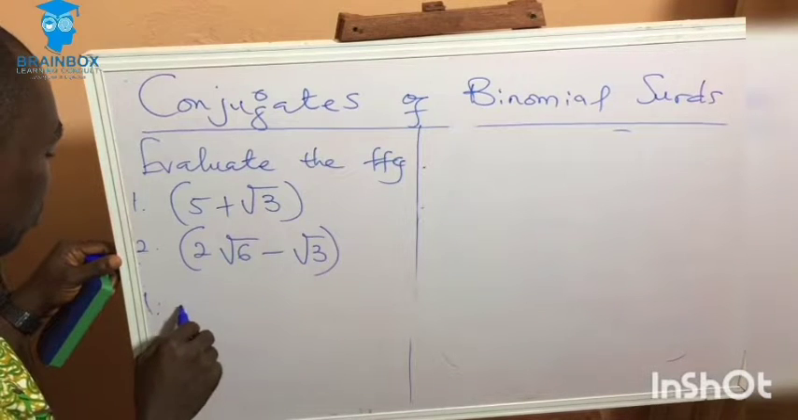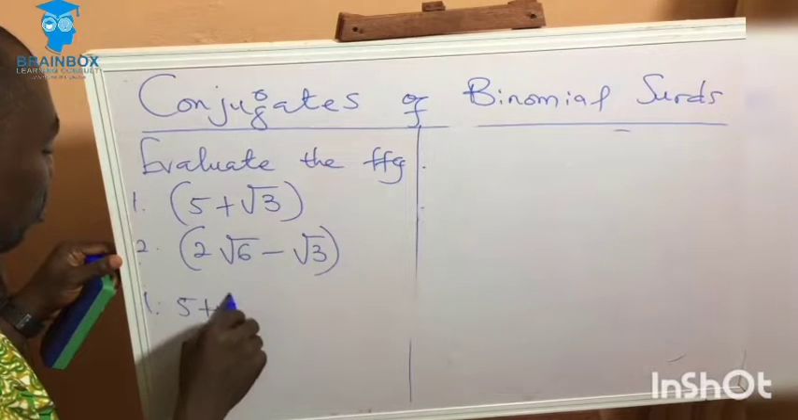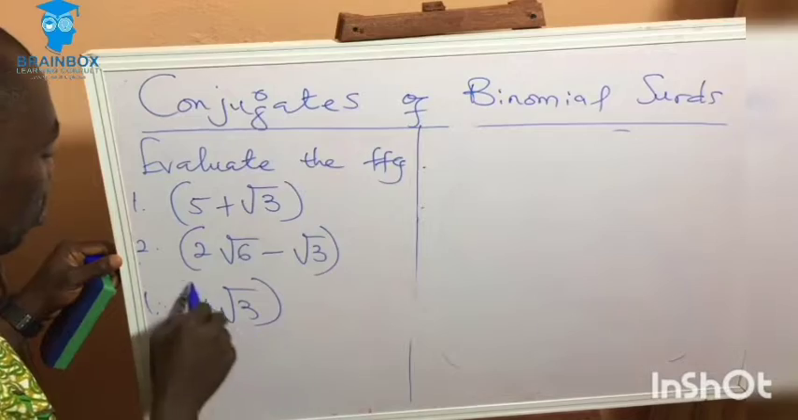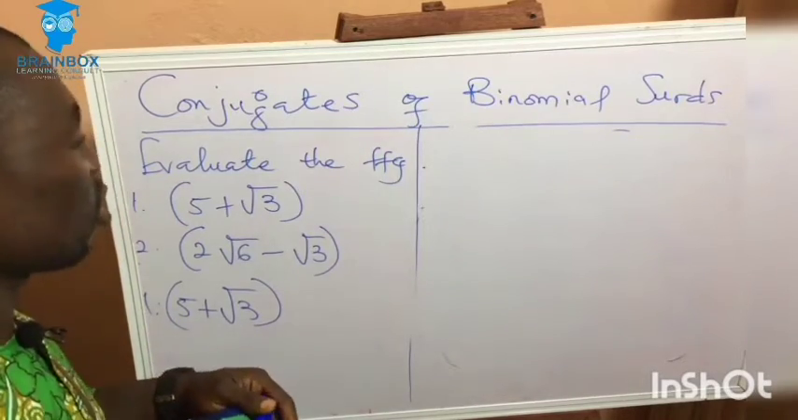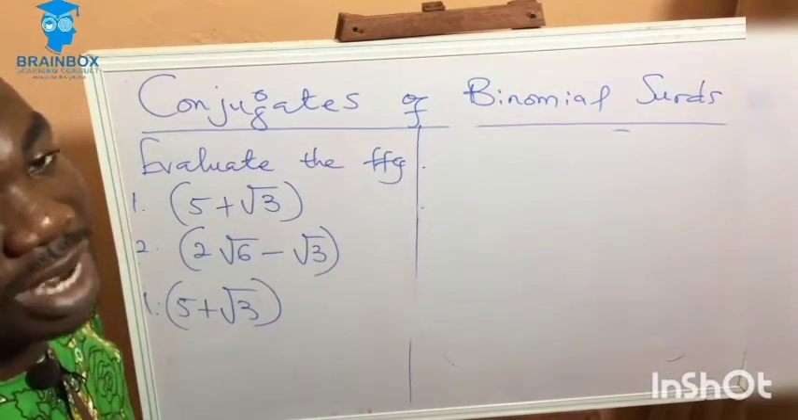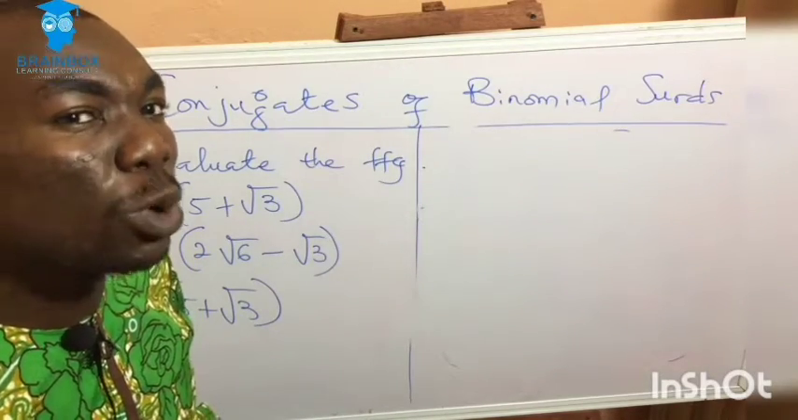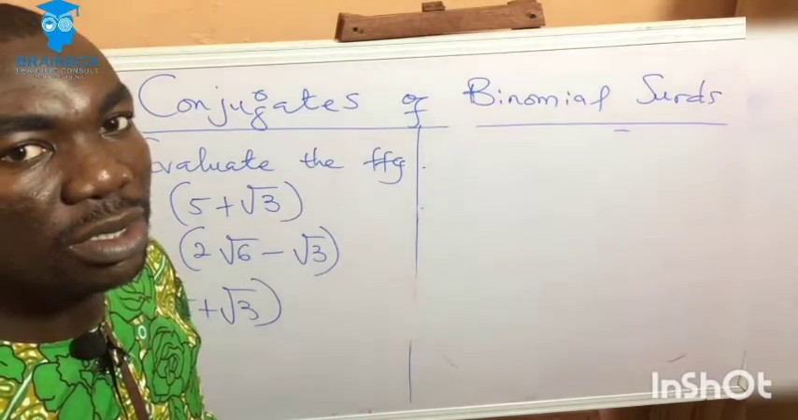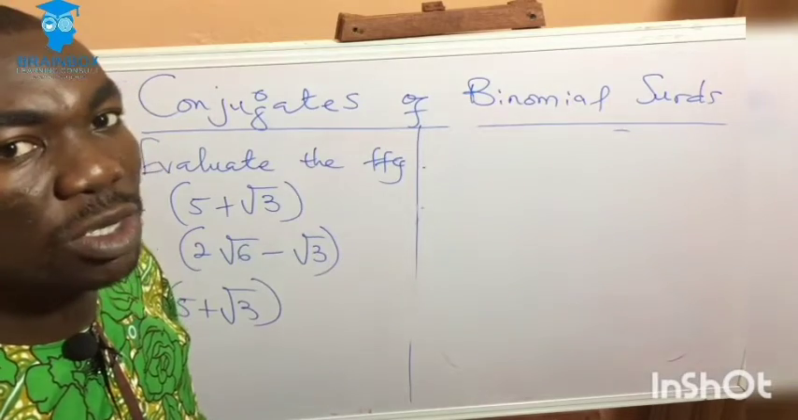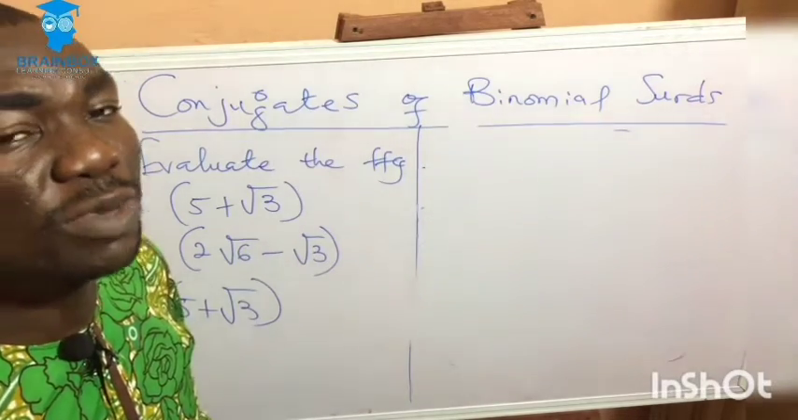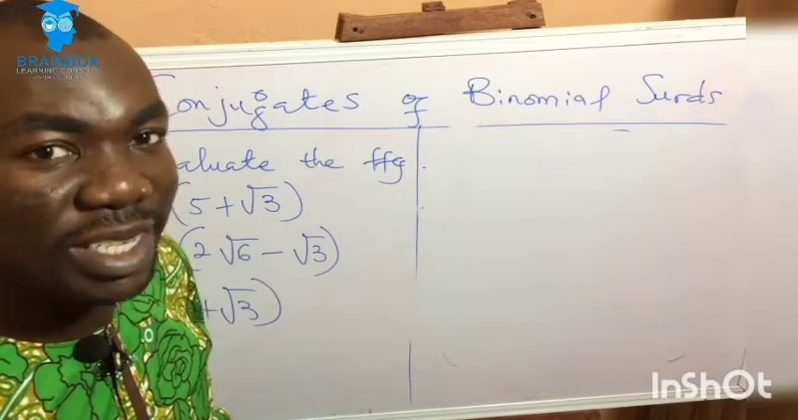Example number 1, 5 plus root 3. So that will bring us to the conjugate of binomial surds. Now, the conjugate of a binomial surd is actually the opposite of that particular surd. And what it means to be the opposite is just the changing of the sign.